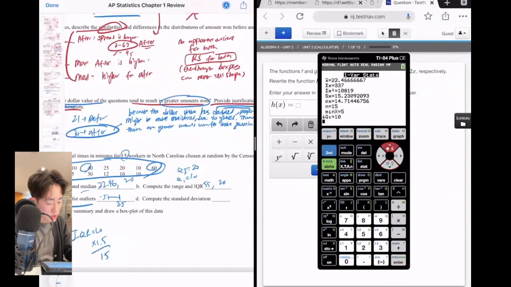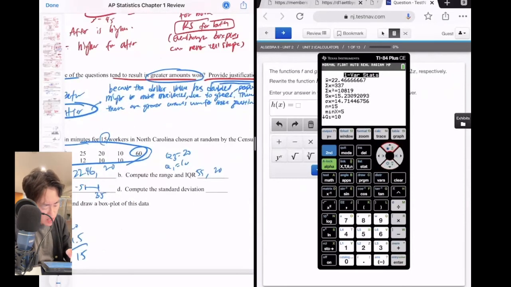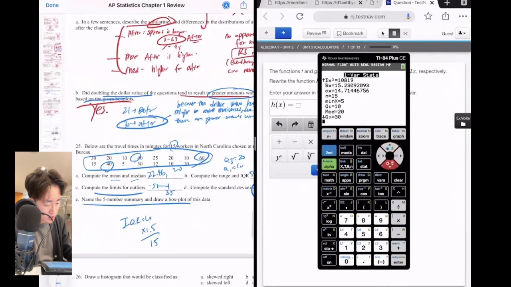Compute the standard deviation. We know that that's going to be the one that we have up here. Okay, so for number 25, if you just take a look, Sx, I know that the sigma x is 14.47, but the sample standard deviation will be the standard deviation for this. So we have 15.23 as our standard deviation. Name the 5 number summary as I showed you before: 5, 10, 20, 30, and 60. These would be my min to maximum and the interquartiles and the medians and things like that.